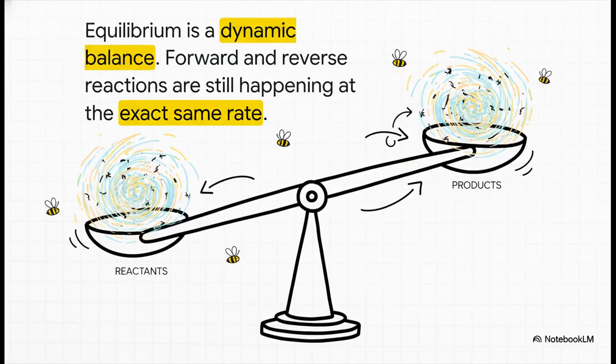So, if there is one single idea that you take away from this entire chapter, I want it to be this. Equilibrium is not some boring, static endpoint where everything stops. It is a constant, vibrant, dynamic balance. It's a state of perfect harmony where the forward and reverse reactions are both still going. They're just happening at the exact same rate.